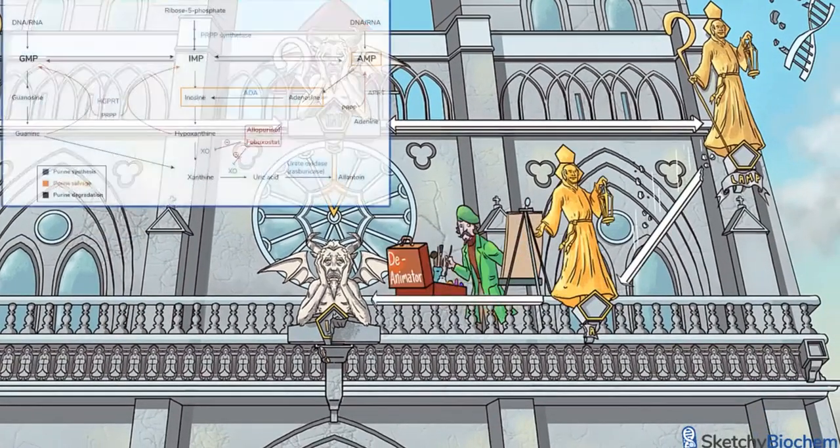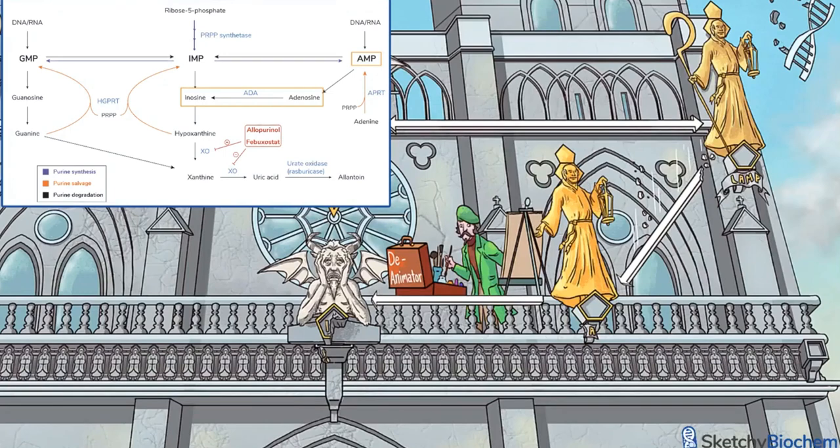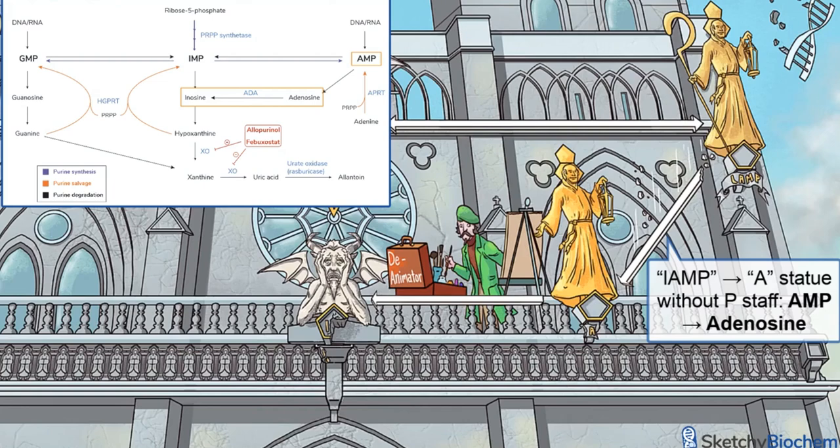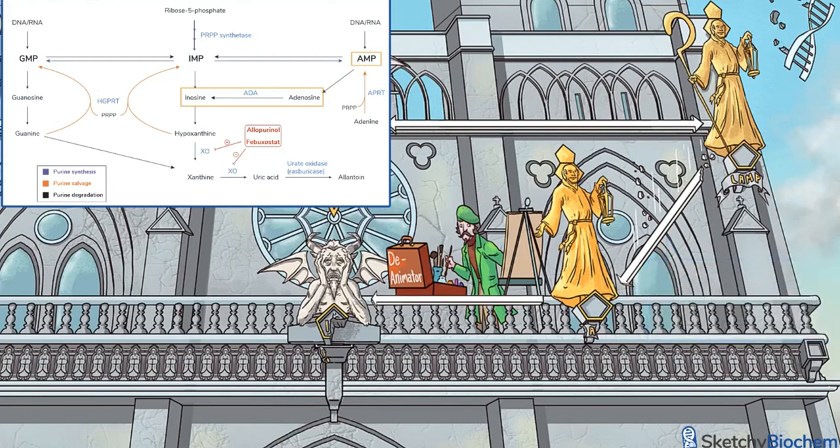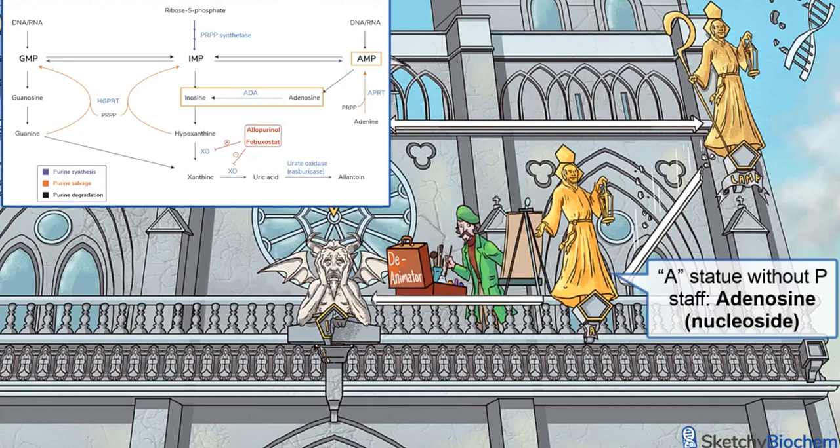AMP doesn't necessarily have to become IMP in order to make inosine. AMP may instead lose the phosphate group to make adenosine before turning into inosine. You'll see a diagonal arrow connecting the first lamp statue with another lamp statue that doesn't have a P-staff. The lamp statue with no P-staff is adenosine. The enzyme adenosine deaminase catalyzes the next step of converting adenosine into inosine.